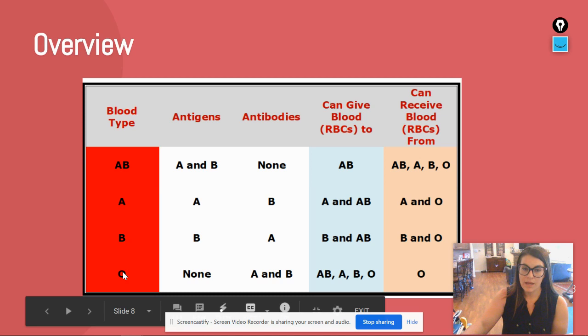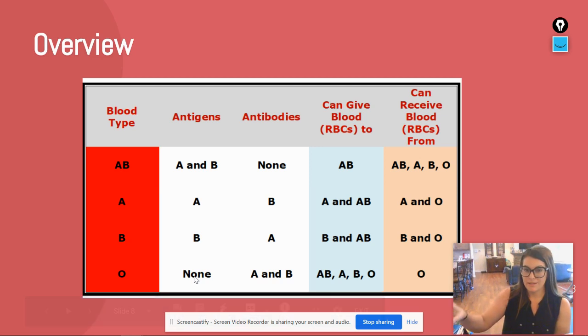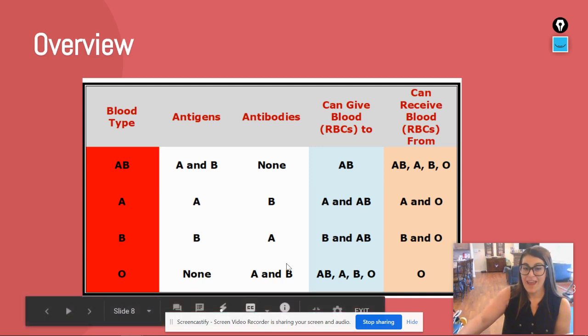If you're type O blood, think of it as 0. You don't have any antigens. Okay. And since you make the opposite, then you would have both A and B antibodies.